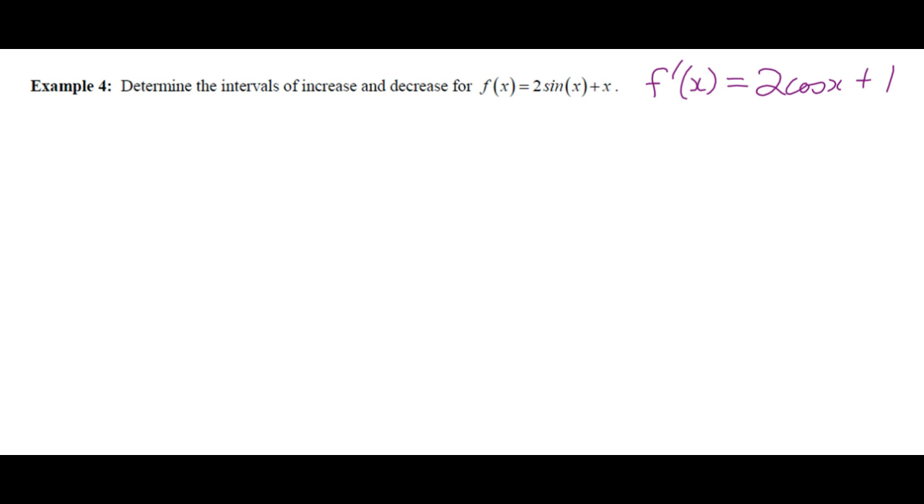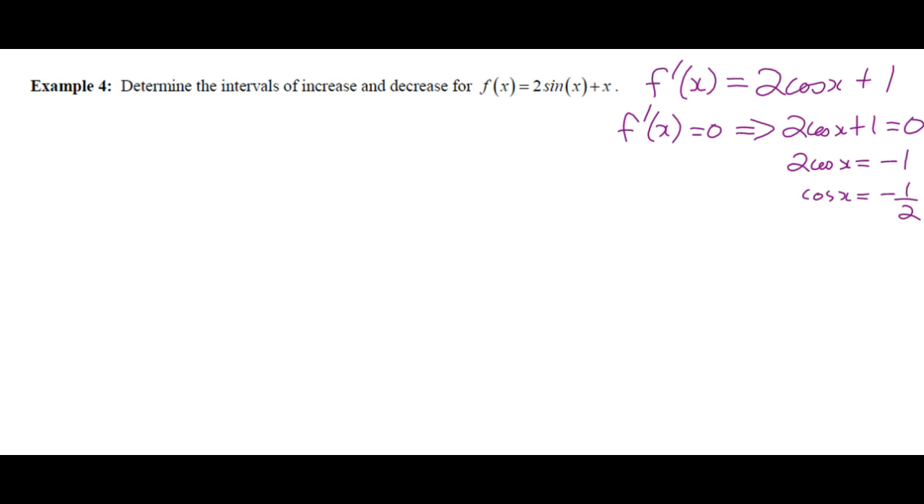Okay, so if f prime of x is equal to 0, that means that 2 cos x plus 1 is equal to 0. So 2 cos x is negative 1, and cos x is negative 1/2. When is cos x negative 1/2? Yep, 2 pi over 3, and 4 pi over 3.